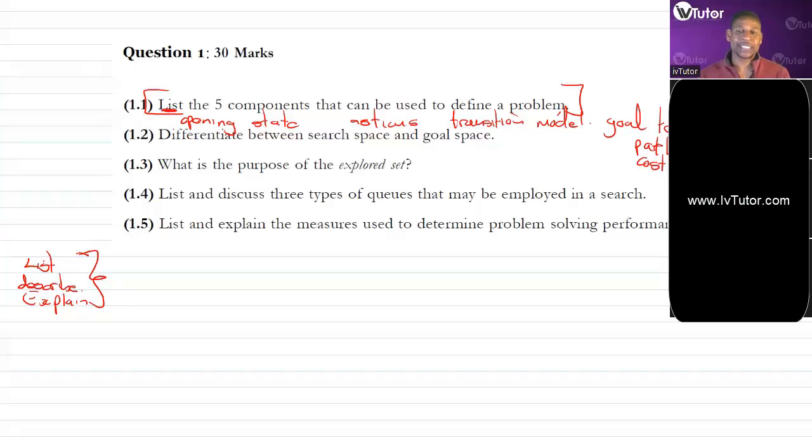Describing is telling what it is. If someone asks you to describe your room, you're saying there's a shoe on the floor, there's an unmade bed, stuff like that. You're describing, saying what you see, what it is. Explaining is then saying, yeah, the shoe is on the floor because I never got time to pick it up after I removed it. That's now explaining. But if someone says list the things in your room, you are simply giving an account of what is there. Then here they say differentiate between a state space and the goal space.